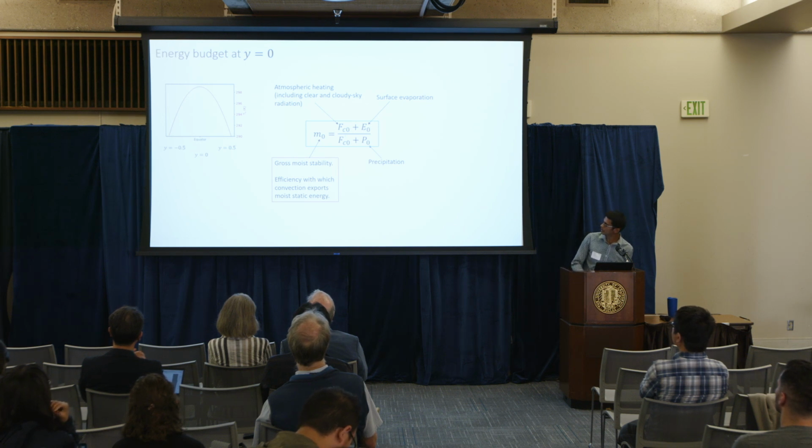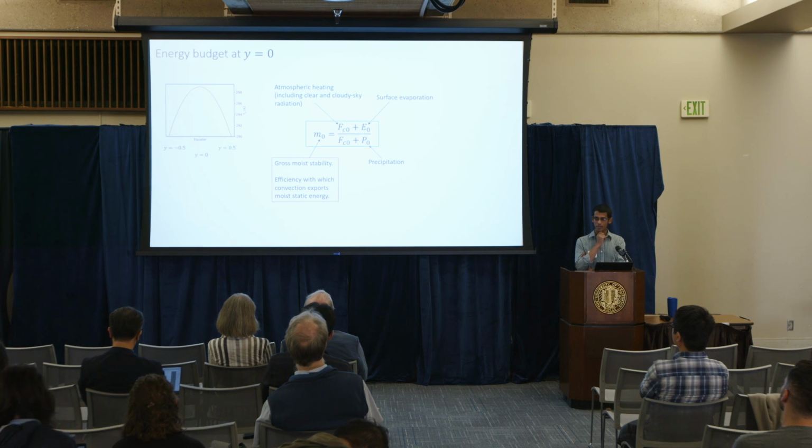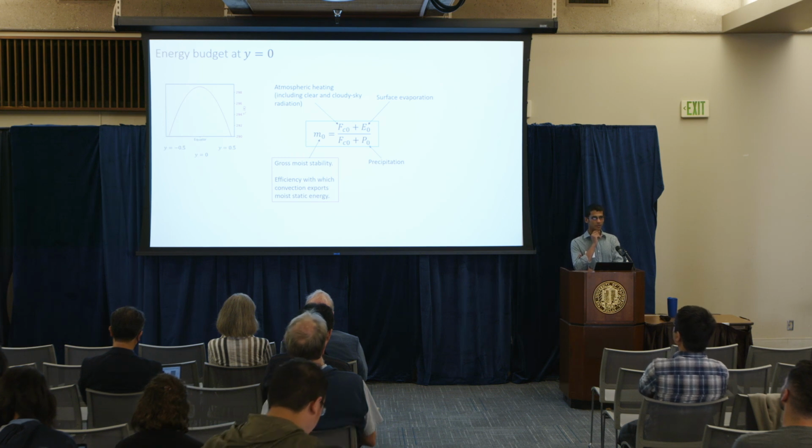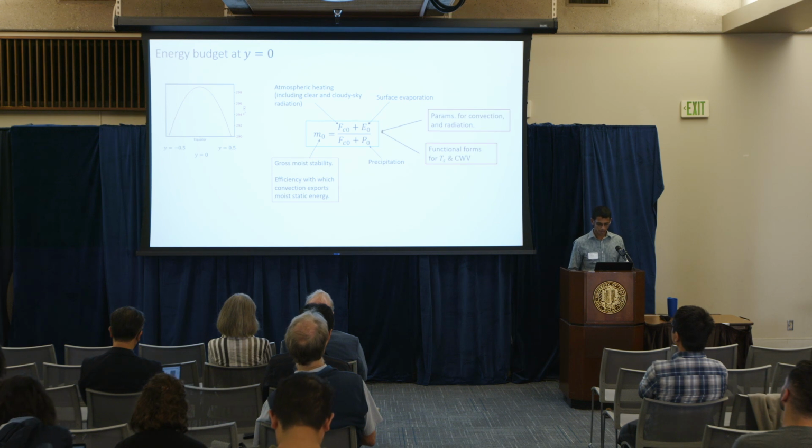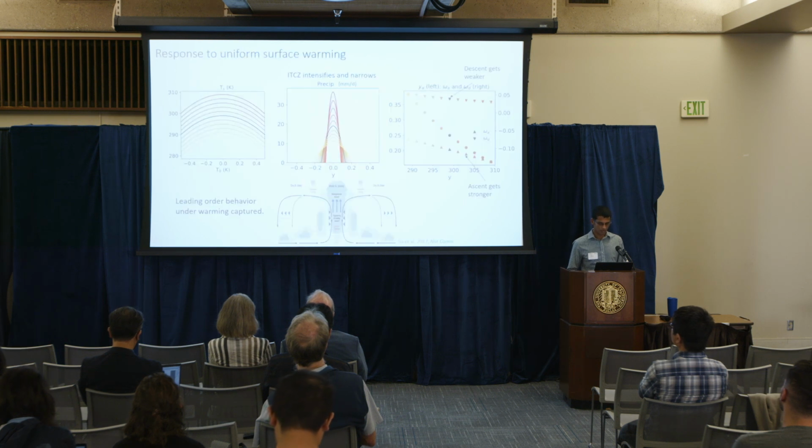And the key parameter here to note is this thing called the gross moist stability. A lot has been said about gross moist stability in the tropics, so I don't have time to discuss this in detail, but in a single sentence, it measures the efficiency with which convection exports moist static energy out of convective columns. And it's a highly uncertain but also highly critical parameter in problems of this sort. And so we can solve, and we get a quadratic, which gives you explicit expressions for the ITCZ area.